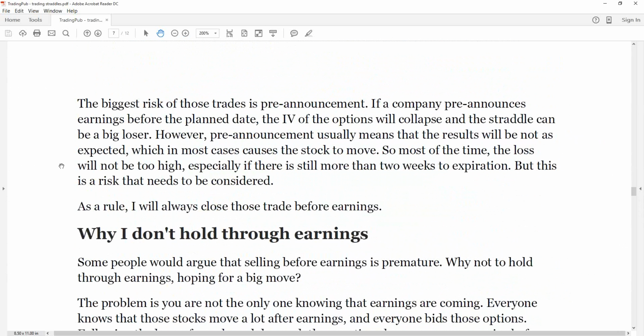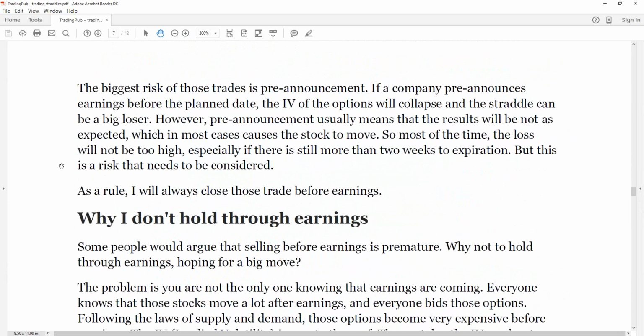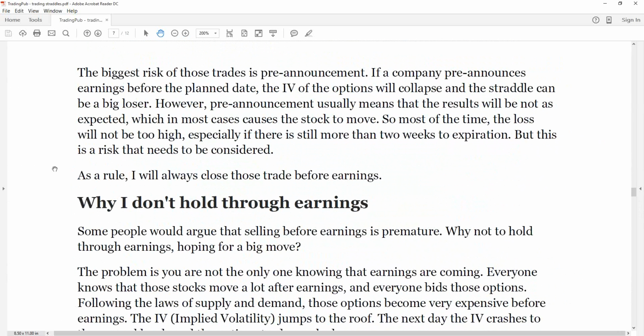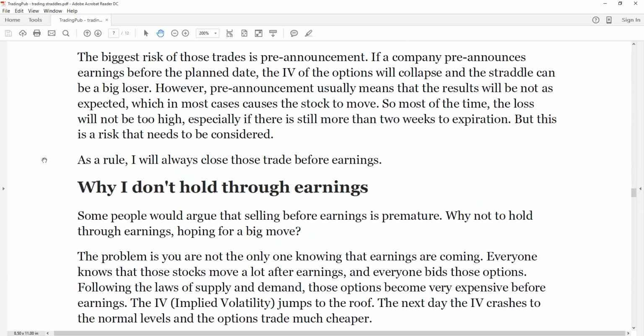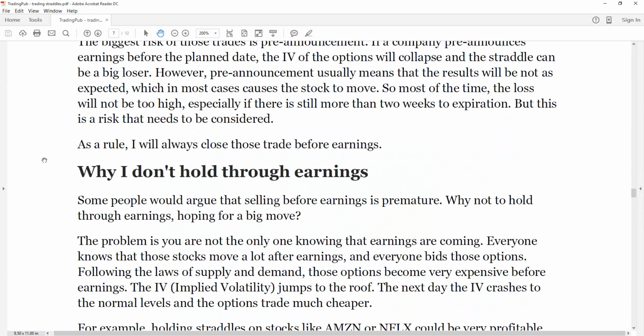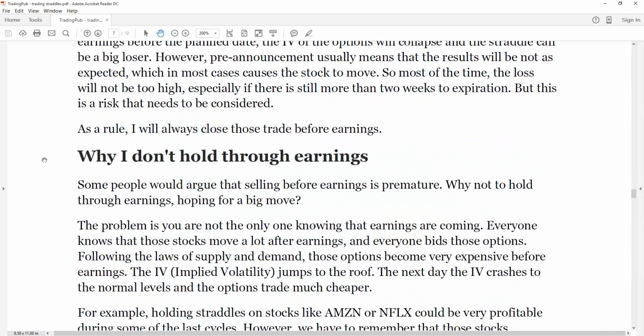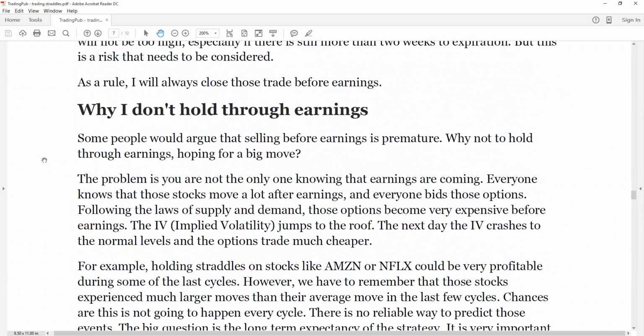Now the risk. The biggest risk of those trades is pre-announcement. If a company pre-announces earnings before the planned date, the implied volatility of the options will collapse, and the straddle can be a big loser. Now, pre-announcement usually means that the results will be not as expected, which in most cases causes the stock to move. So most of the time, even if a pre-announcement happens, the loss will be not too high, especially if there is still more than 2 weeks to expiration, but this is a risk that you still need to consider. And as a rule, I will always close those trades before earnings.